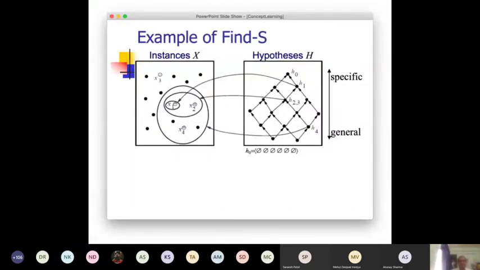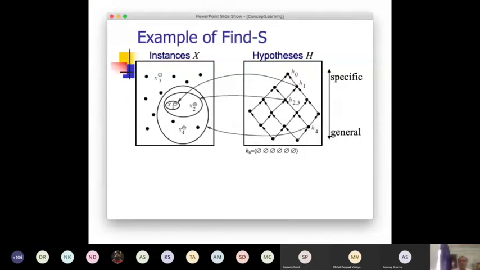So one example is given here. You can see that we are using a similar diagram to what I have shown earlier, and in the hypothesis space, the upper portion is most specific and the lower portion is most general. So just for the sake of curiosity, this is just a schematic diagram. Naturally, this may not be the true picture always. This is just a figurative example.